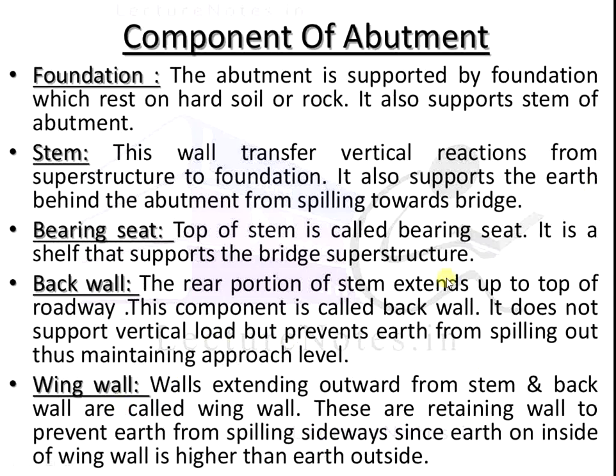And the last component of the abutment is the wing wall. The walls extending outward from the stem and back wall are called wing walls. These are retaining walls that prevent earth from spilling sideways, since the earth on the inside of the wing wall is higher than the earth outside.